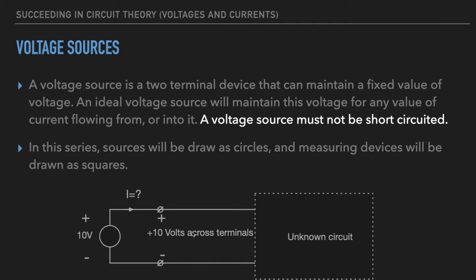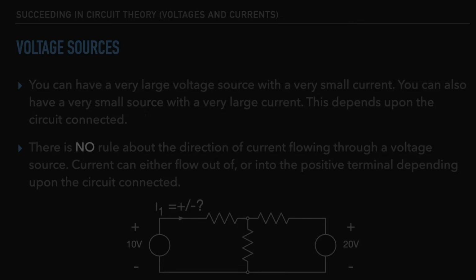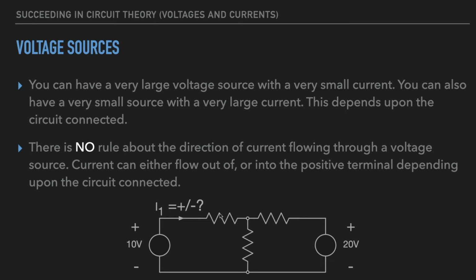In this series of videos, we'll always show sources as being circles and measuring devices as being squares, just to make it obvious. Now, we can have a very large voltage source with very small currents, and we can also have very small voltage sources with very large currents. It depends upon the load that we put onto it.